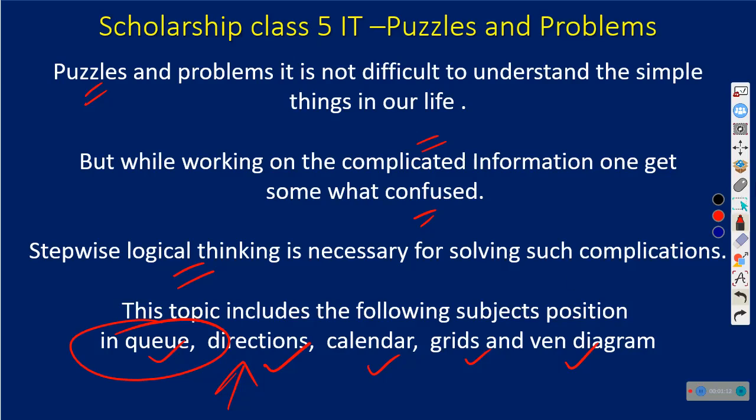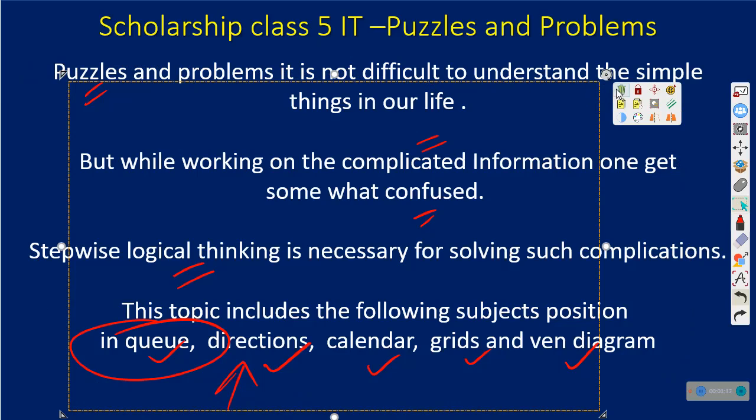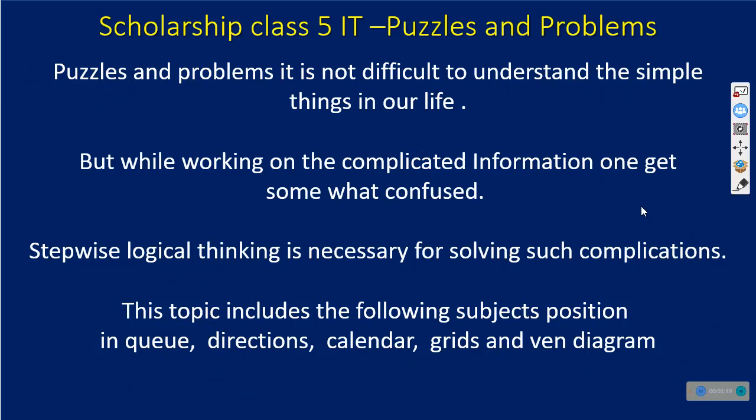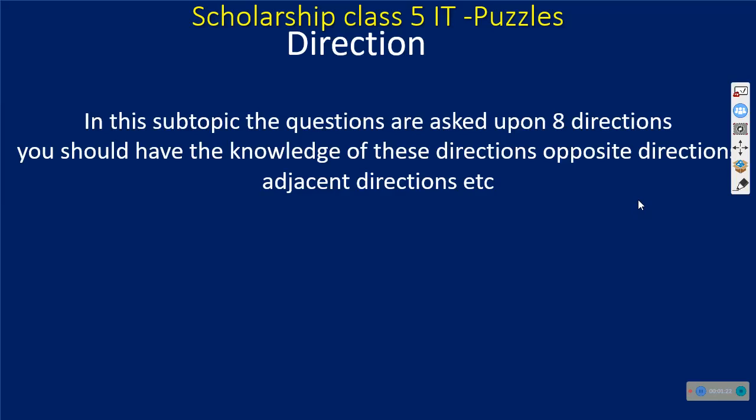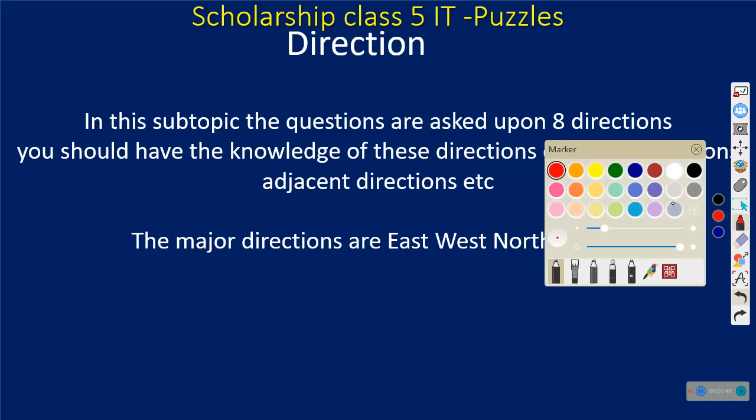When we say directions, normally we get into the concept very easily. Why? Because we are familiar with the common directions, right? In this subtopic the main directions we study are 8 directions, and we should have knowledge of all those 8 directions and their opposites, their adjacents, etc. We know that the major directions are east, west, north, south, and when we draw directions on a paper we have certain rules to follow.